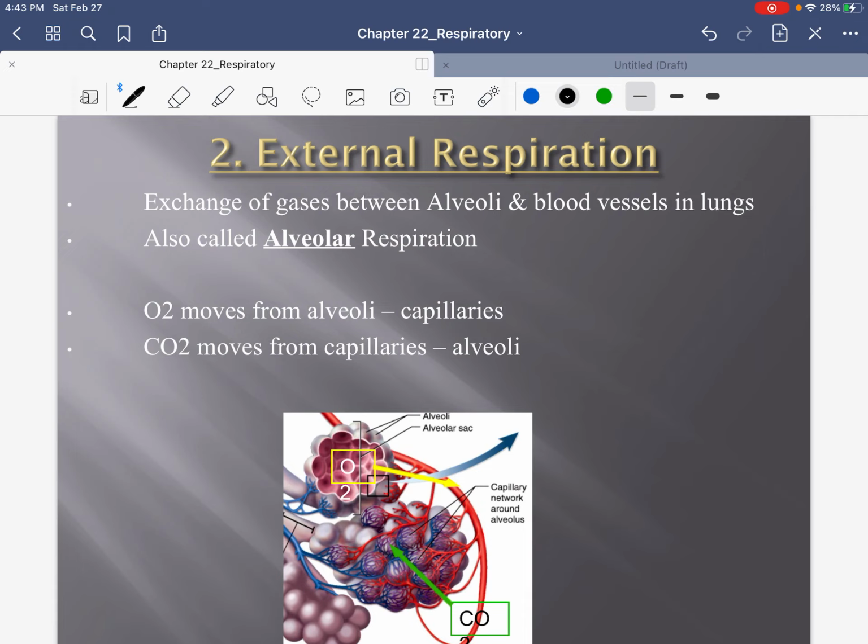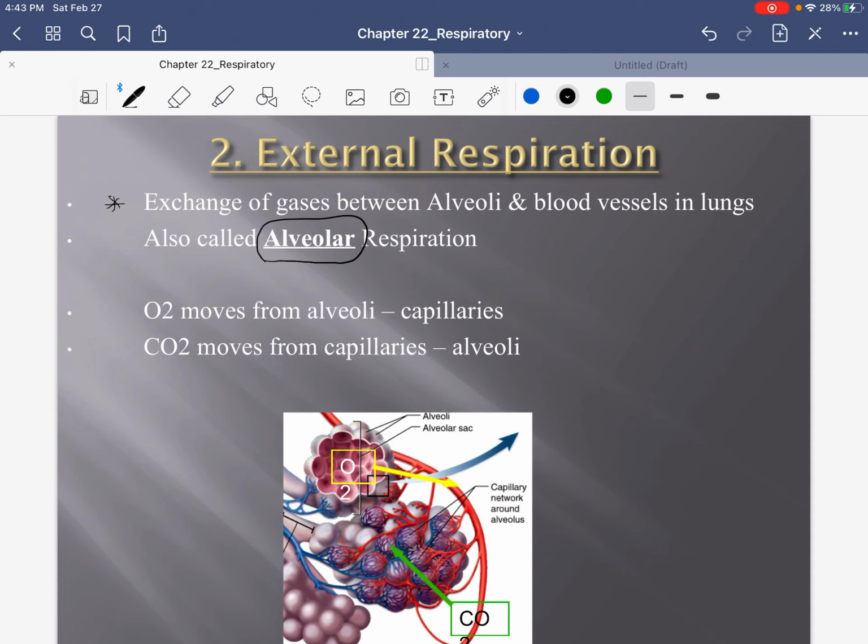So you should have a definition. You should know that external respiration is sometimes called alveolar respiration. I would make sure you know both terms, because I could use either. I think it makes sense that it's called alveolar respiration because it occurs at the alveoli. So it's gas exchange between the alveoli and the surrounding blood vessels.